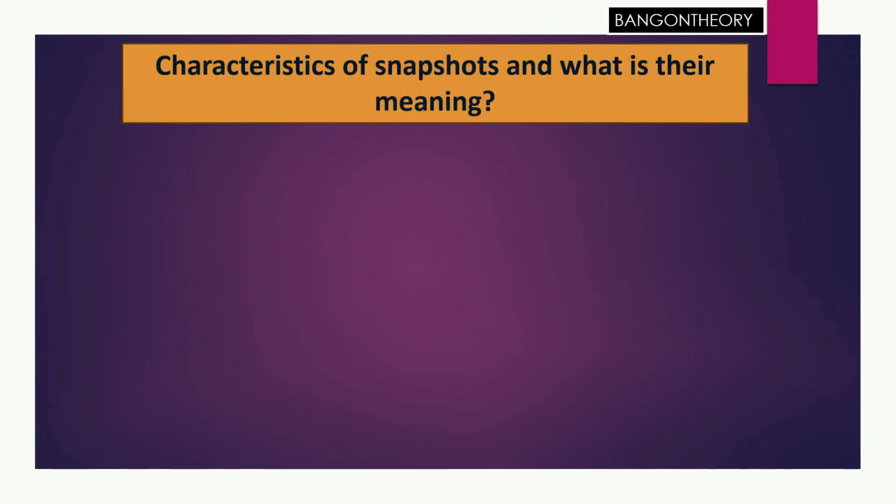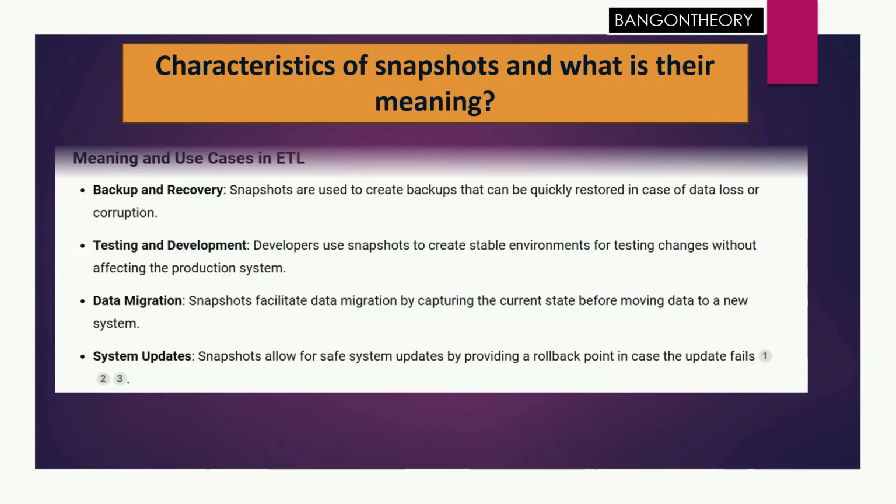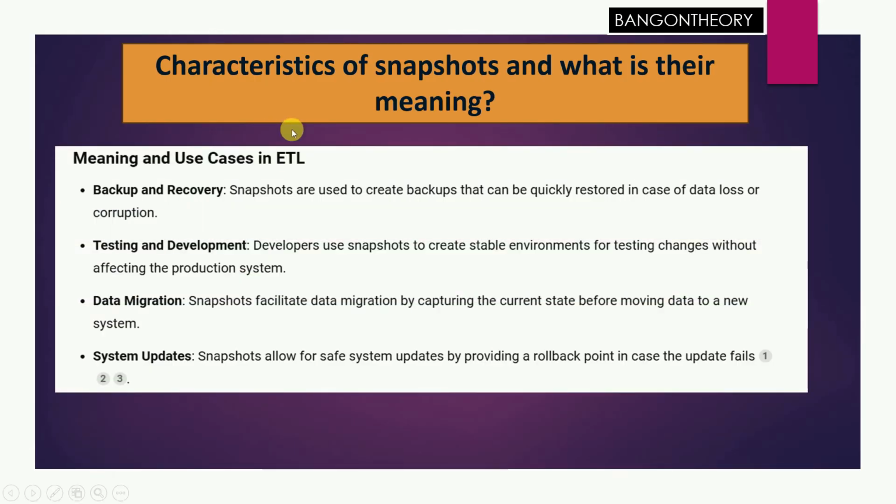So the next question is, what are the characteristics of snapshot and what is their meaning. The meaning and use cases in ETL with respect to snapshots are, first one is backup and recovery. We can use snapshots to create backups that can quickly restore data in case of data loss or corruption. During testing and development, developers also use snapshots to create a stable environment for testing changes without affecting the production system. And data migration: snapshots also facilitate data migration by capturing the current state before moving data to a new system. And system updates also, it allows for safe system updates by providing a rollback point.